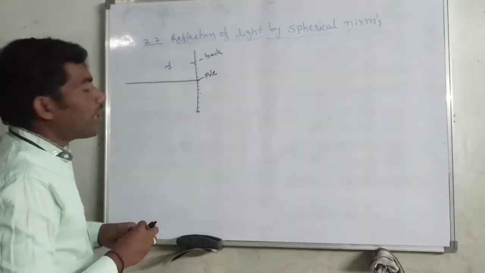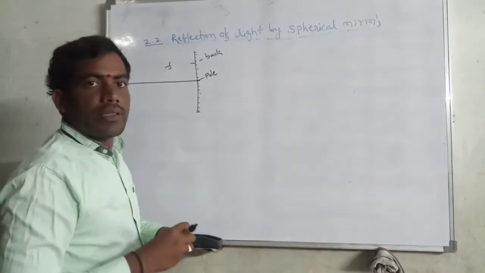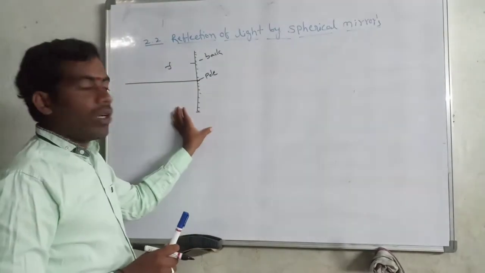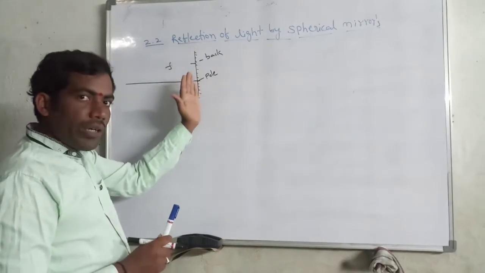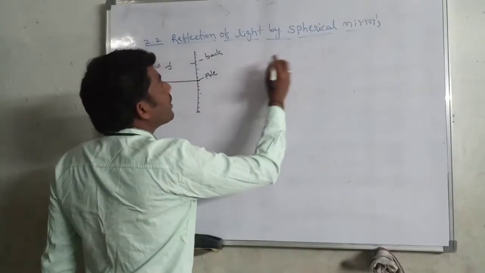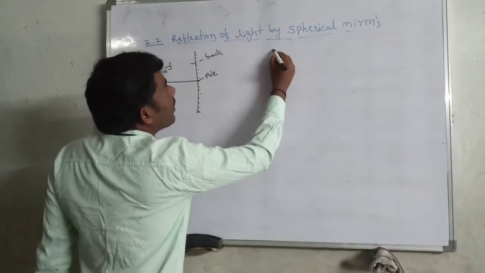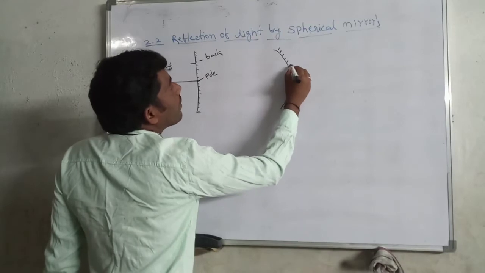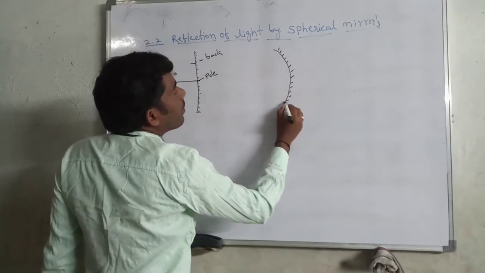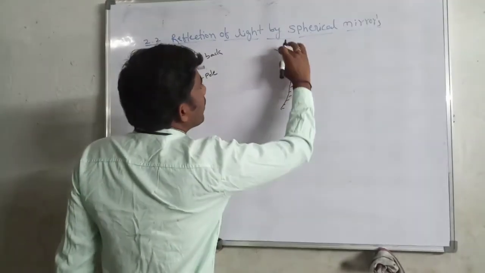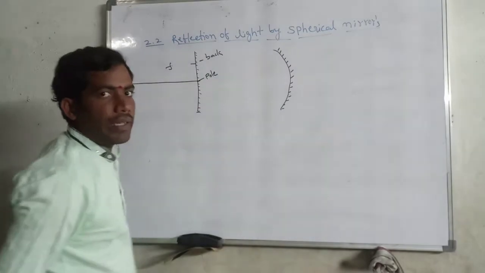Then our concept goes to spherical mirrors. In general, what is a mirror? A mirror is a piece of glass, one side of which is coated with metal. Then it is called a mirror. Spherical means it has a curved surface. The back side is coated with the metal, and this is the front side.